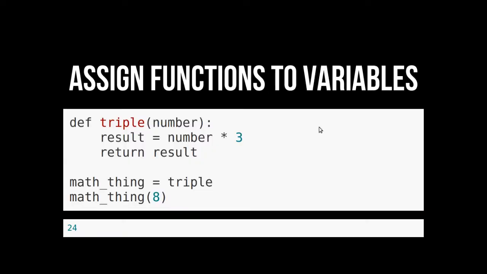So here, playing with some functions. You can actually assign functions to variables. So we've got our triple here. This was our function we made before. So we actually can say triple, no parentheses, no values, equals math thing. And then we can call math thing with an argument and get a tripled result. So we basically can assign a function to a variable and then call it.